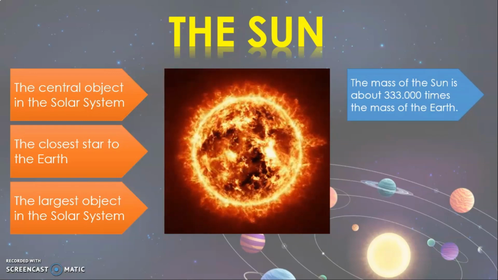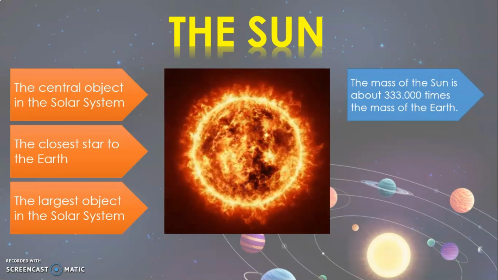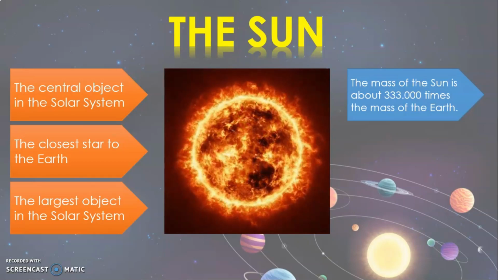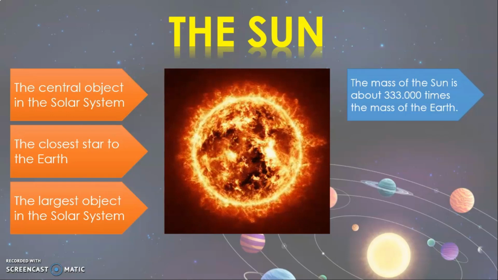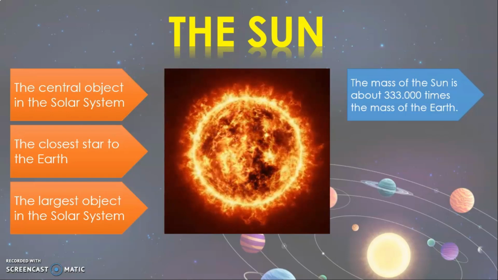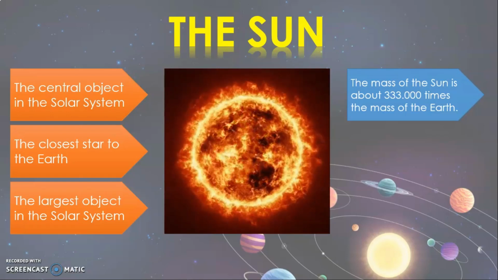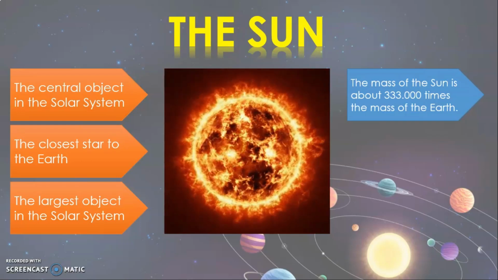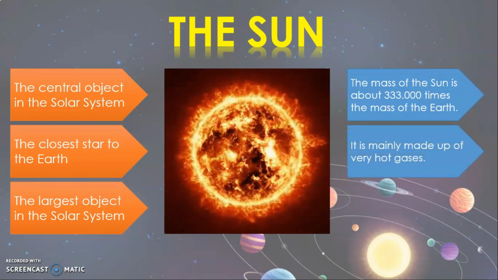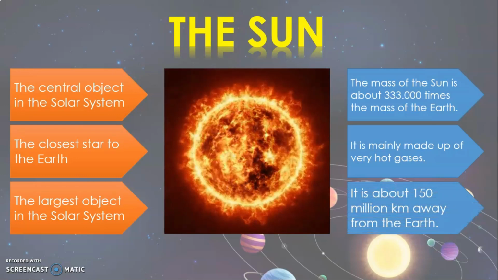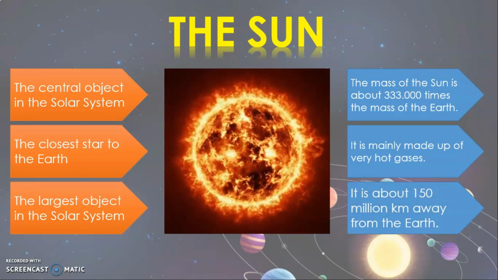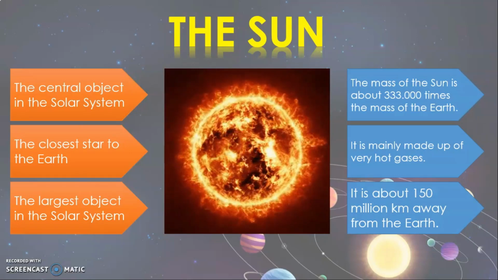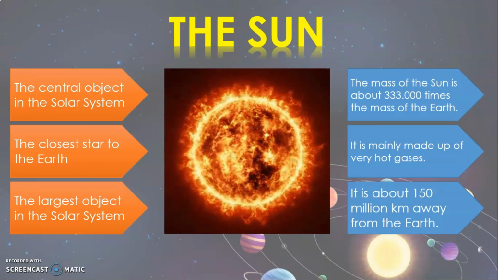Now let's talk about the mass. The mass of the Sun is about 333,000 times the mass of the Earth. That's quite a lot, right? What about the distance? The distance of the Sun is about 150 million kilometers away from the Earth. That's so far.